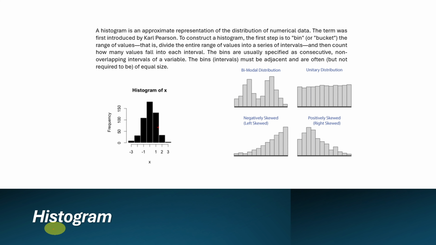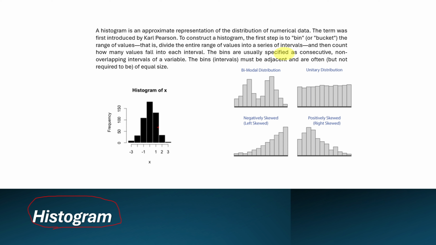Now let's understand the difference between the histogram and the bar chart. First we will do the histogram. How to identify them? A histogram is an approximate representation of the distribution of numerical data. The term was first introduced by Karl Pearson. To construct a histogram, the first step is to bin or bucket the range of values. That is, divide the entire range of values into a series of intervals, and then count how many values fall into each interval.